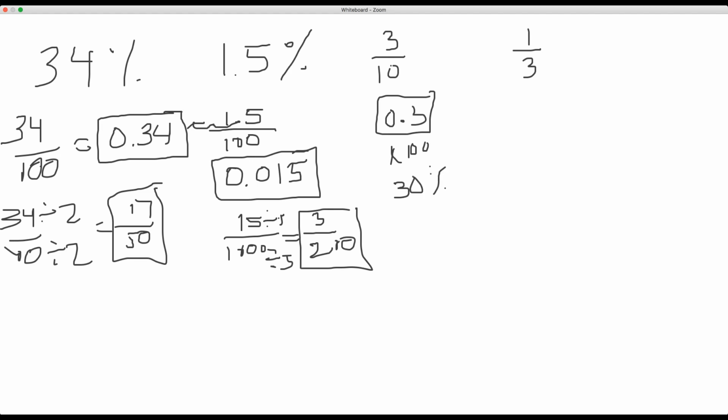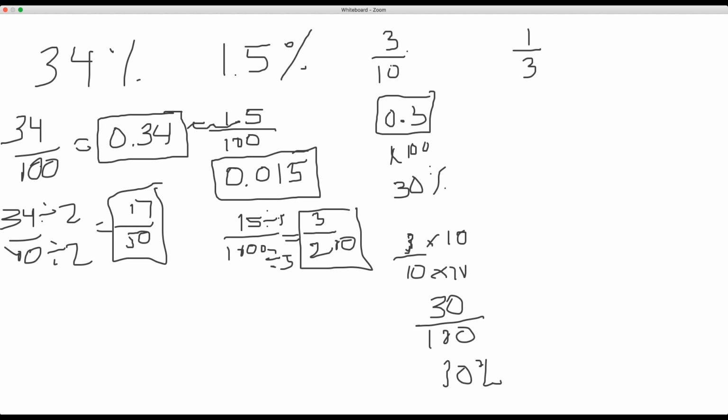If you didn't go that route, you can also see that 10 is a factor of 100. So 3 out of 10, if you did times 10 on the top and times 10 on the bottom, then you get 30 out of 100, which is 30%. So there are multiple ways to do this. So you could do it that way.